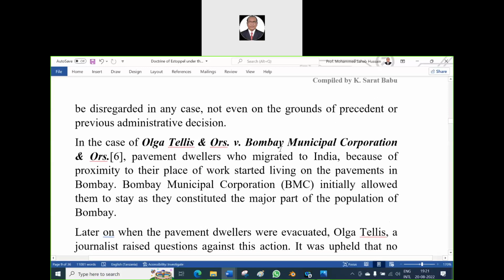Yes. And let us see, this is a very famous case law, Olga Tellis and others. You will refer to this case law in many places. Olga Tellis and others versus Bombay Municipal Corporation and others. This case law says, pavement dwellers who migrated to the city because of the proximity to their place of work started living on the pavements in Bombay. The Bombay Municipal Corporation, BMC, initially allowed them to stay as they constituted the major part of the population of Bombay. That means BMC allowed the migrated dwellers to sleep on the footpath.